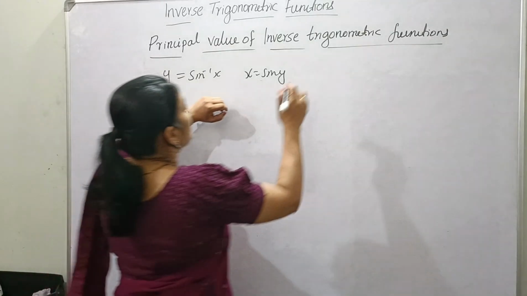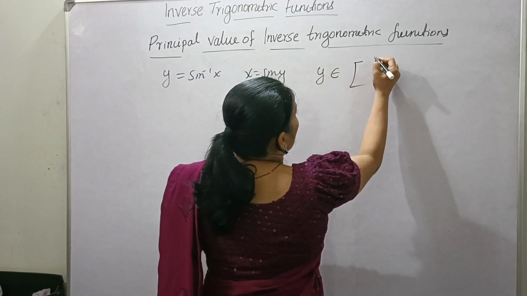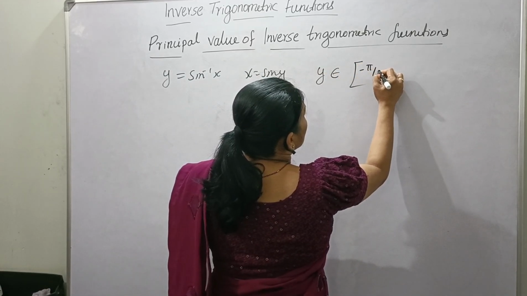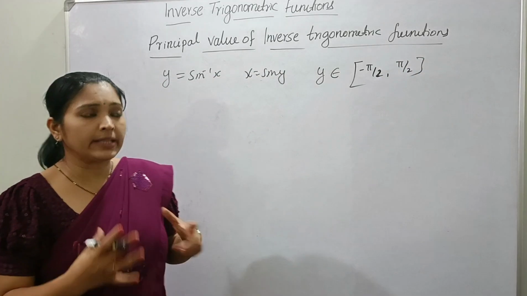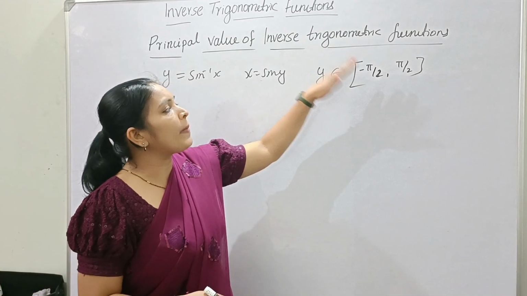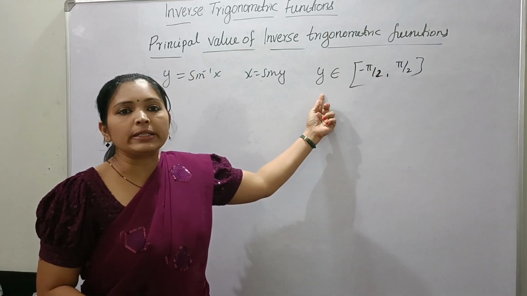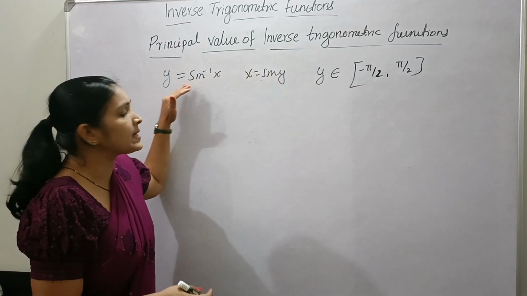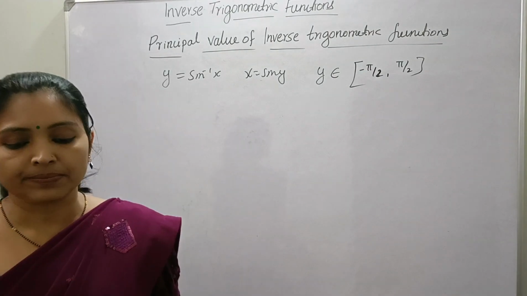Here this y belongs to the closed interval minus pi by 2 to pi by 2. We know that it is the range of the sine inverse function, that is the principal value branch. So if this y belongs to the closed interval minus pi by 2 to pi by 2, this y is called the principal value of the sine inverse function. Now let us go through some examples.